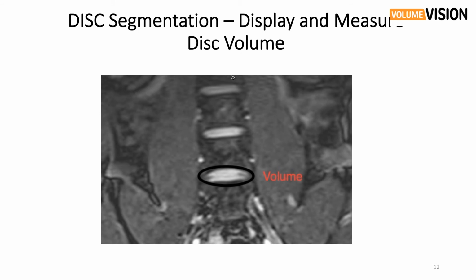So let's take a look at what we're planning to do for the disc. Here you can see the outline of the disc in black, showing the volume of the disc, and this will be turned into a 3D object with the segmented disc being able to be seen inside the context of the MRI anatomy or in isolation.